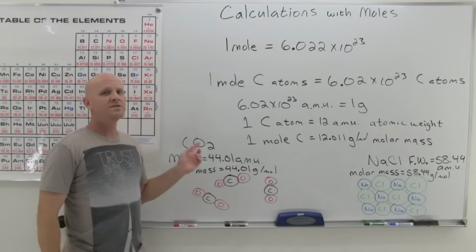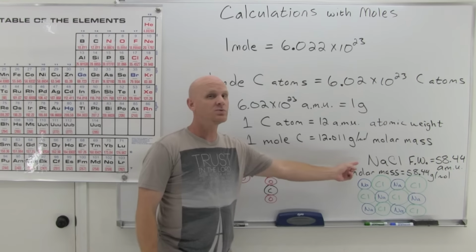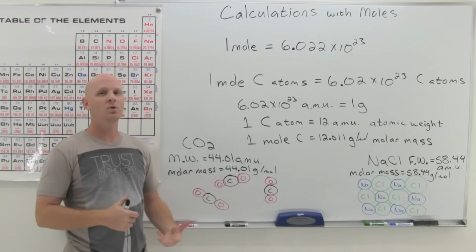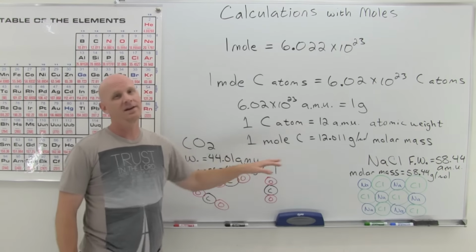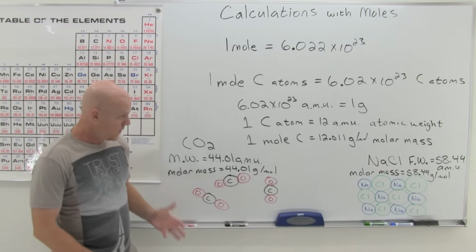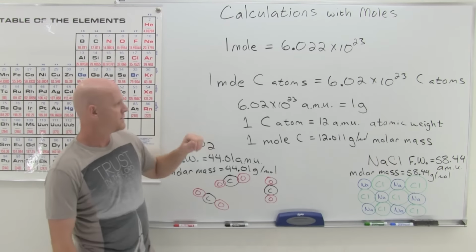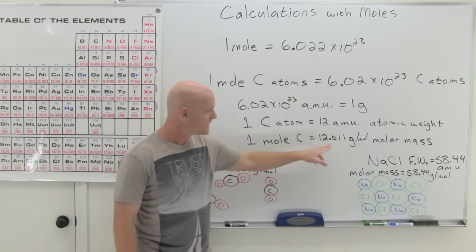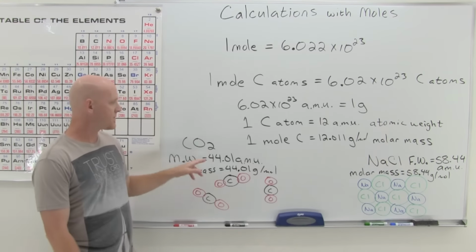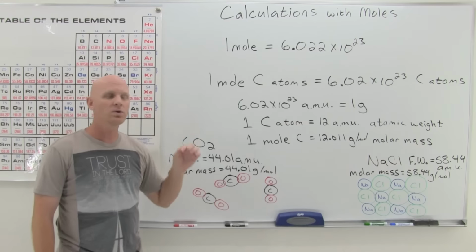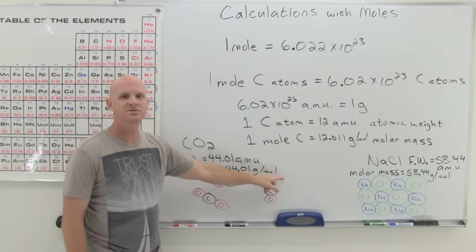Cool, so if you want to talk about one individual molecule or one individual formula unit, we have molecular weight and formula weight. But if you want to talk about an entire mole of either one, it's just molar mass either way. Now this molar mass is really important, whether it be the molar mass of a single atom, like this guy here for carbon, or for an entire compound like CO2 or NaCl, that molar mass is always the connection between grams and moles.